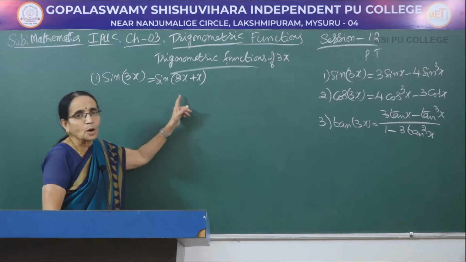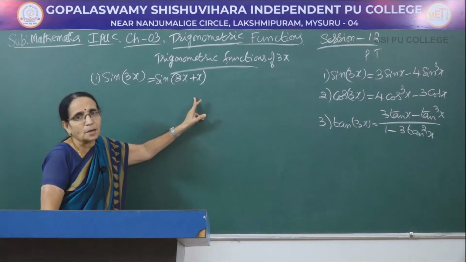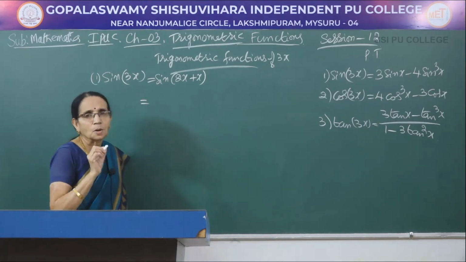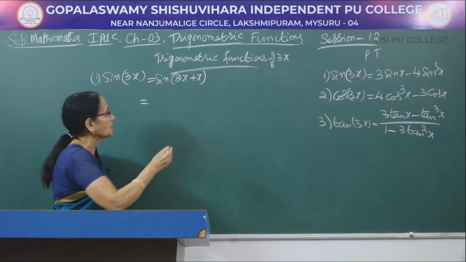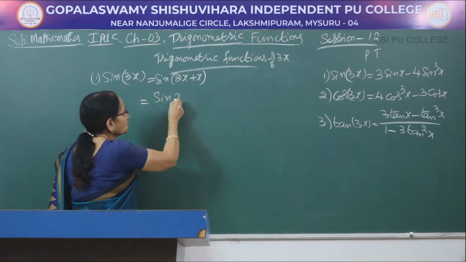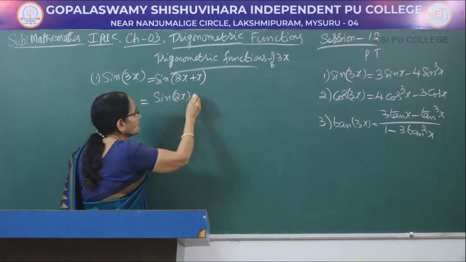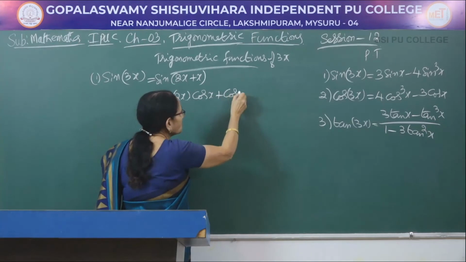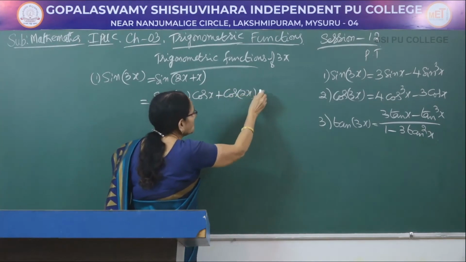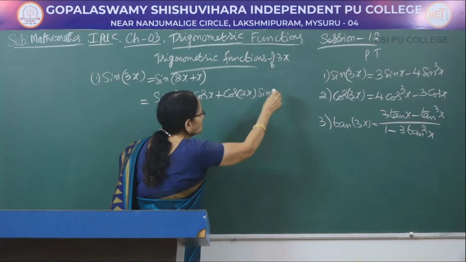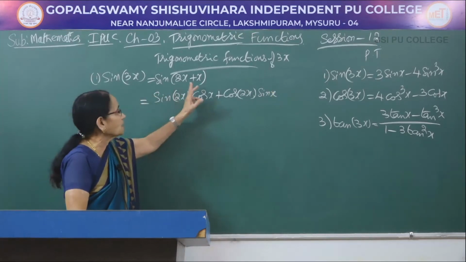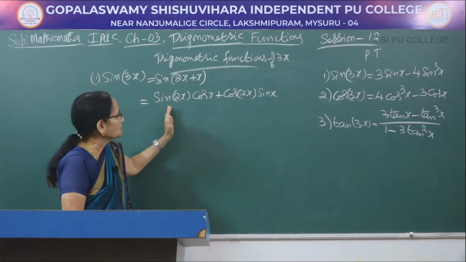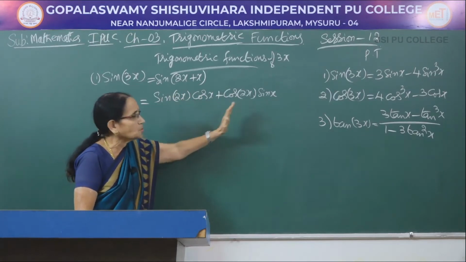Now it has taken the form sin of x plus y. Now you can apply the compound angle formula, sin x into cos y plus cos x into sin y. That is, sin x means sin of 2x, cos y means cos of x. Similarly, cos x means cos of 2x, sin y means sin of x. So in the place of x and y, I am having 2x and x here: sin x into cos y plus cos x into sin y.